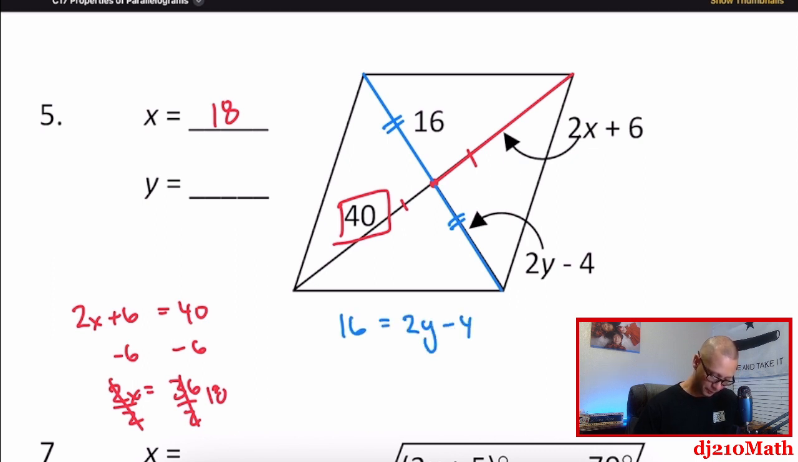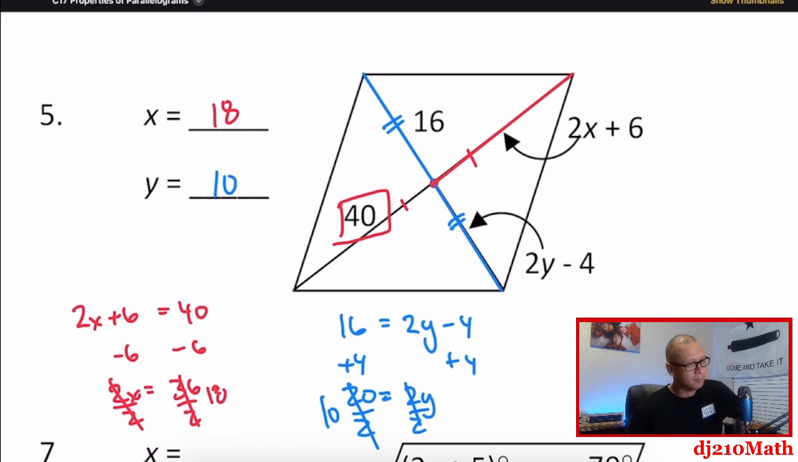2y minus 4, if I add 4, divide both sides by 2, y is equal to 10. All right, so this problem utilizes the fact that the diagonals bisect each other. That's what's happening here.